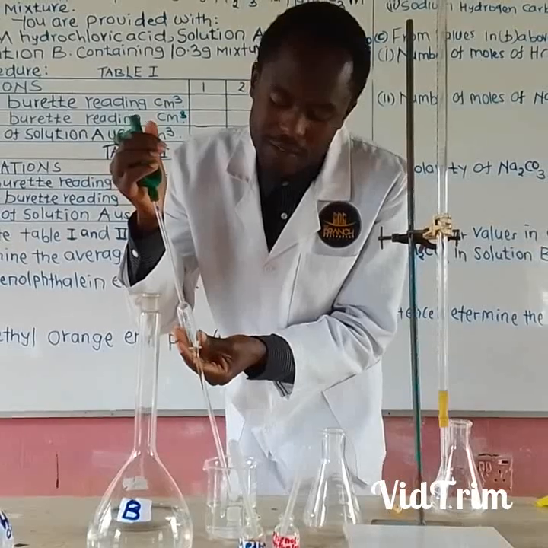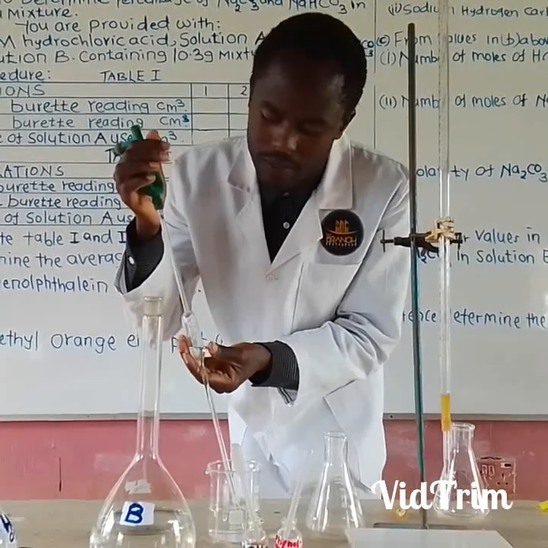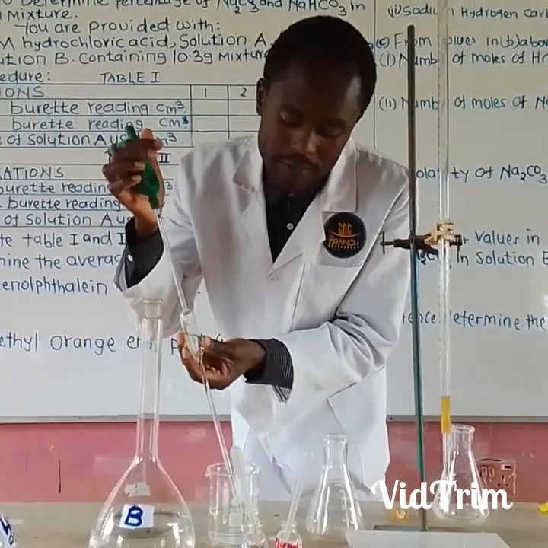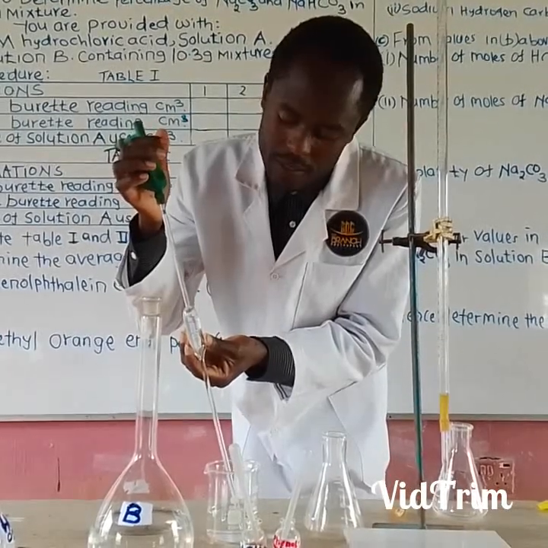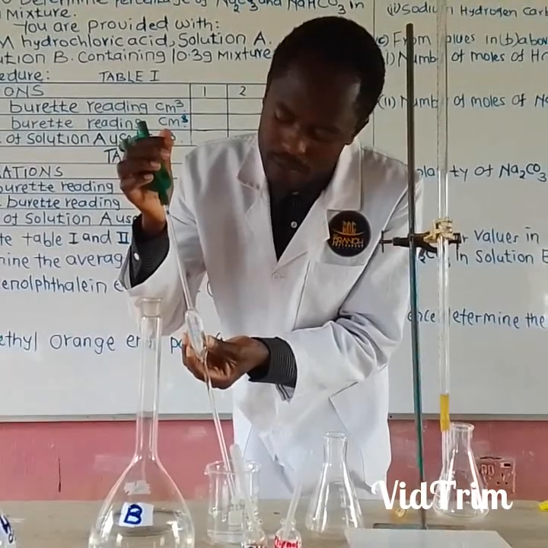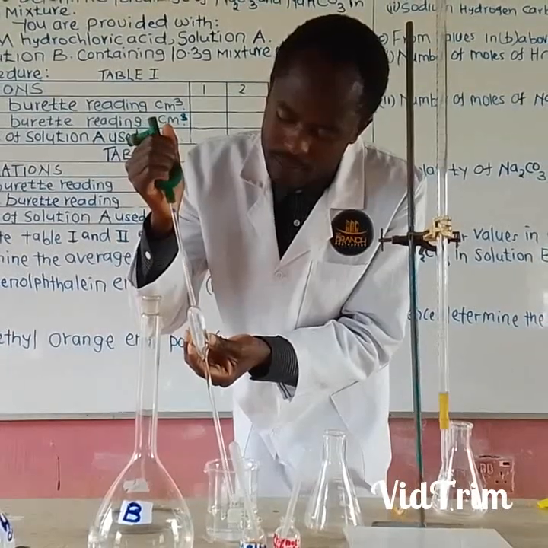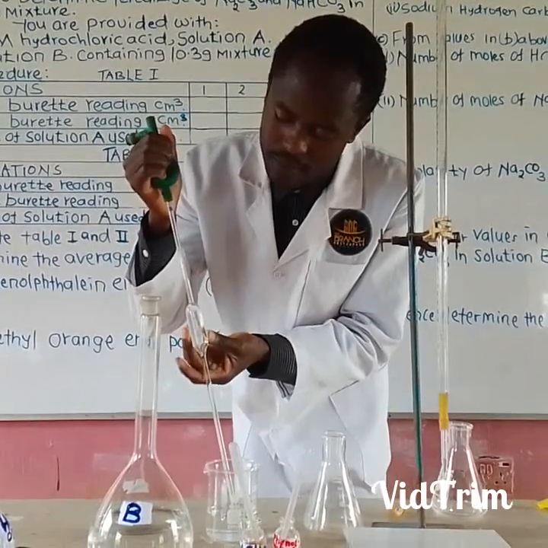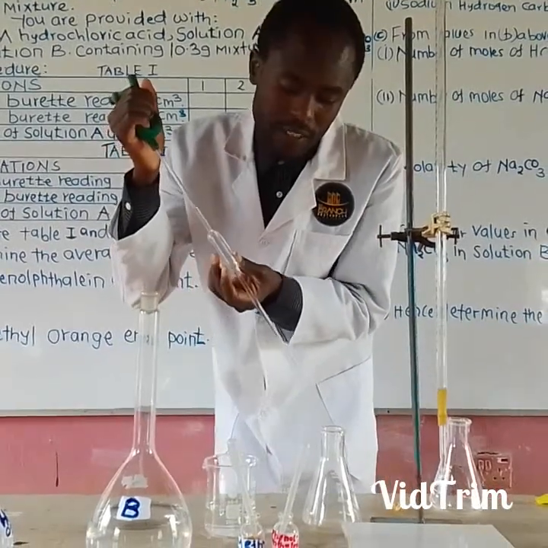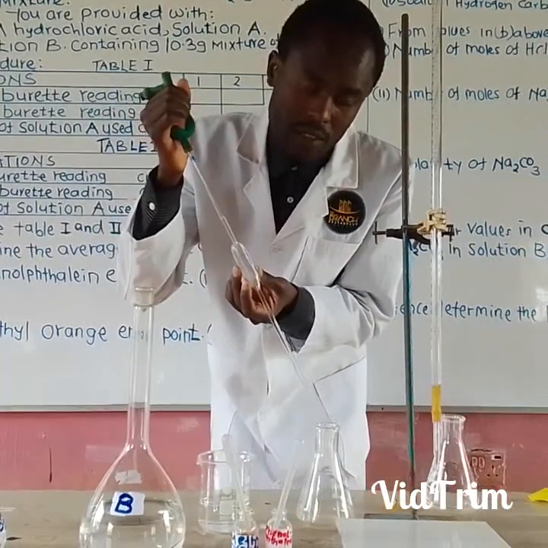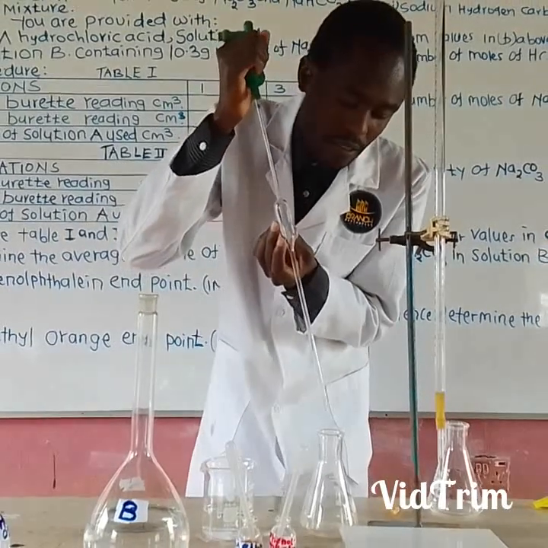So I'm pipetting 25 mils of solution B. Solution B, 25 mils. So this is exactly 25. Then I transfer it into a clean conical flask like this.